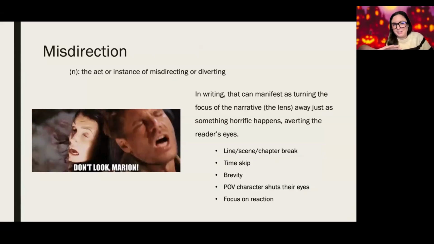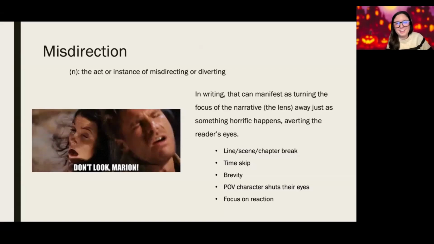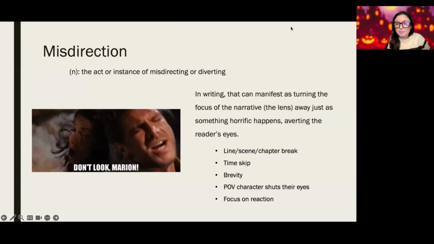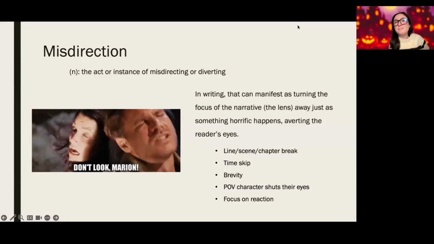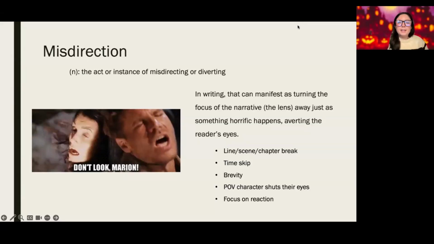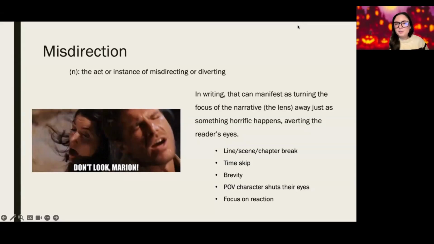Now, what is misdirection? It's an act or instance of misdirecting or diverting, which, thanks Merriam-Webster, that is a very obvious definition. But in writing, that can manifest as turning the focus of the narrative, or the lens, if you will, away just as something horrific happens, averting the reader's eyes. And what are some ways that writers can do that in text? Because in film, that's very easy. You literally turn the camera. But when you're writing a book, you don't necessarily have that same ability.